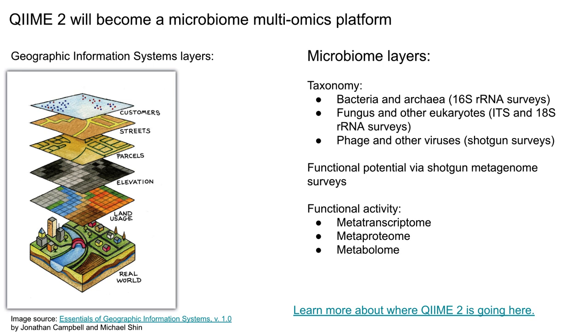Now, when I think about modeling microbiomes, I think we should also think of this in terms of layers. And the layers in a microbiome system might be things like taxonomy. So, say, for example, what bacteria and archaea are present based on 16S surveys. But also things like the functional potential of the community, which you might get from a shotgun metagenomic survey, or the functional activity of a system, which you might get from a metatranscriptome profile, a metabolome profile, or a metaproteome profile.